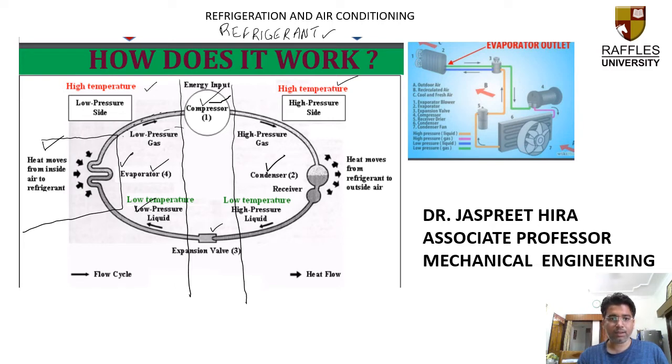The heat moves from inside air to the refrigerant. So there is a phase change. Phase change means the liquid takes the heat and gets converted into gaseous form. So the phase is being changed. The compressor then compresses the low pressure gas to a high pressure gas. So here also the pressure has been increased and the temperature of the refrigerant has been increased.